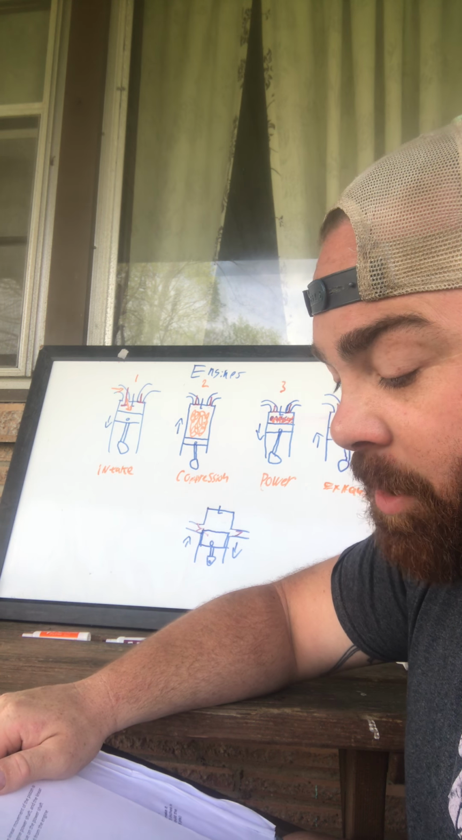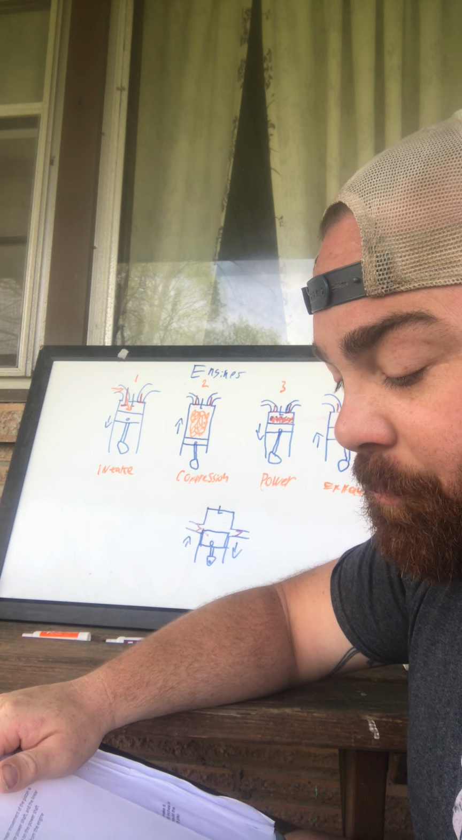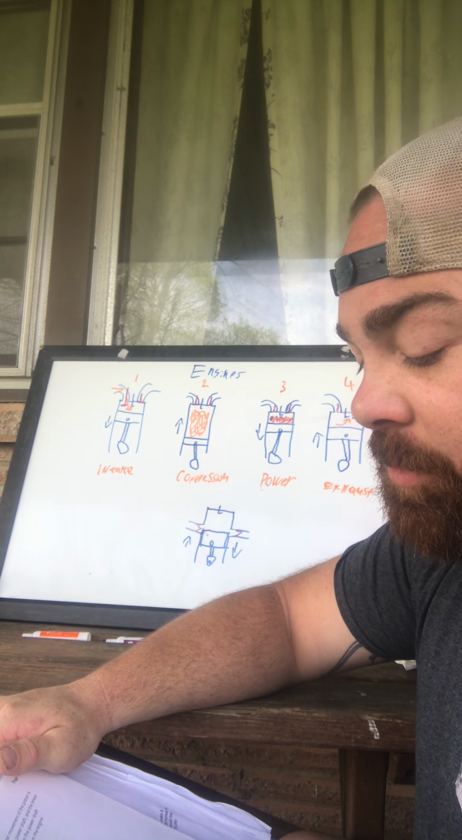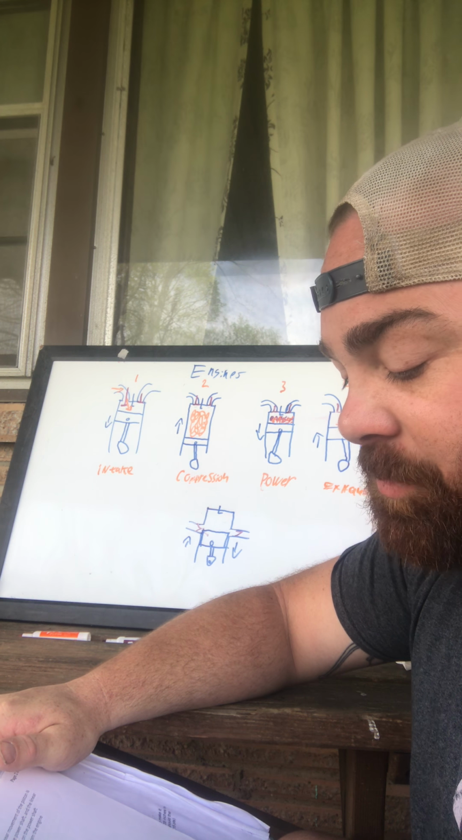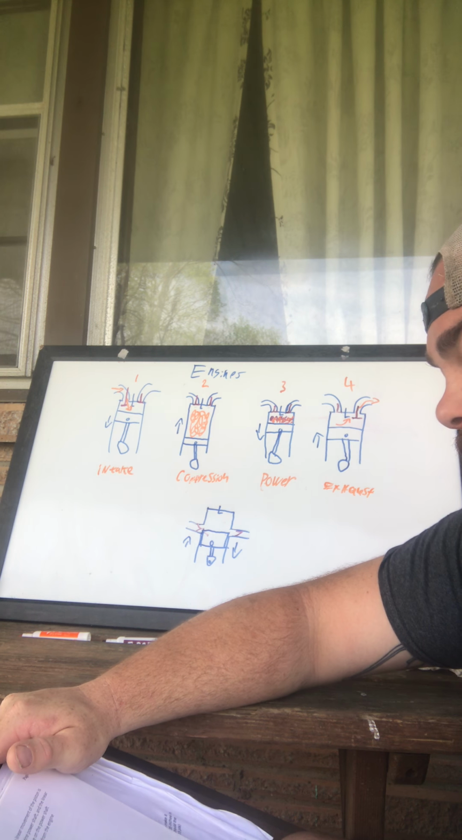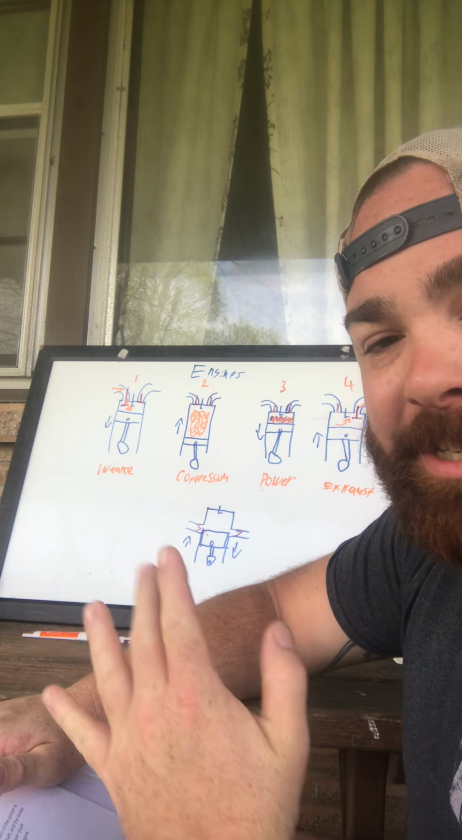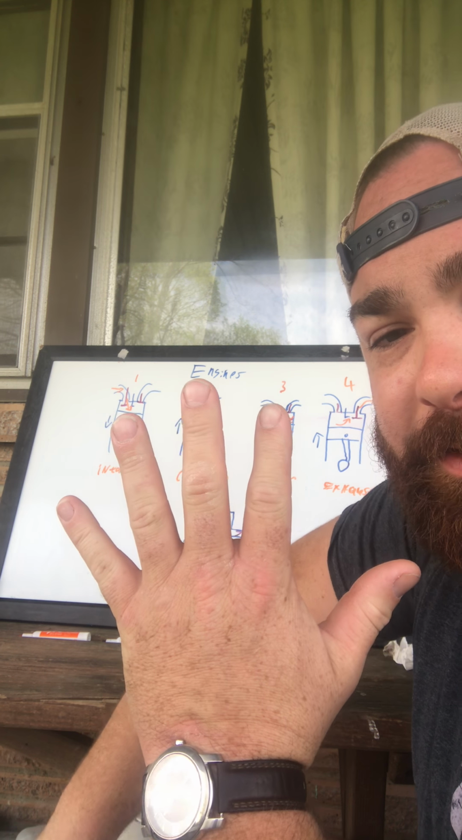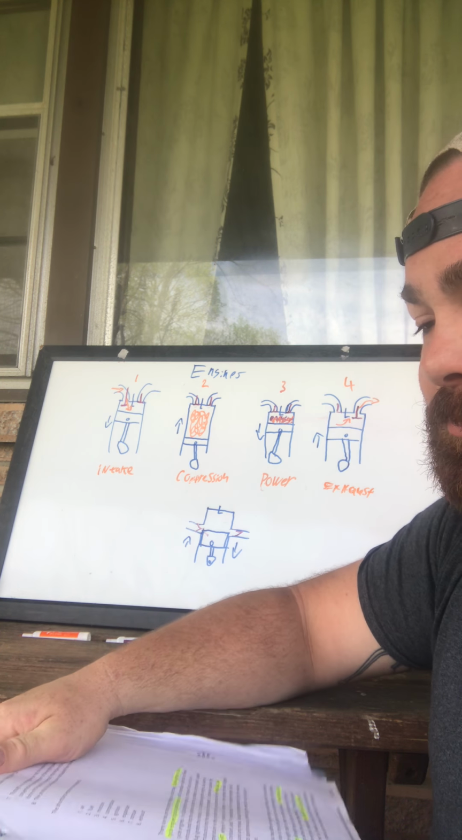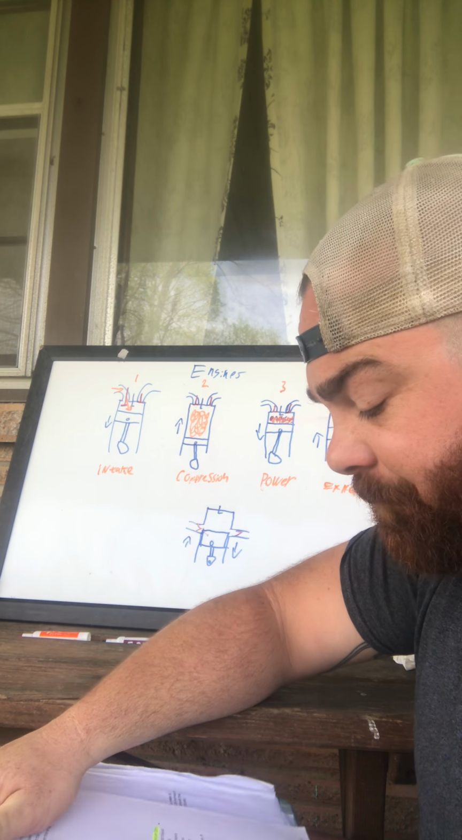Shorthand version of this is step 1, air. Step 2, fuel. Step 3, mixture. Step 4, compression. Step 5, ignition. Step 6, expansion. Step 7, torque. And step 8, exhaust. So those are 8 steps we have to have for an engine to run properly.